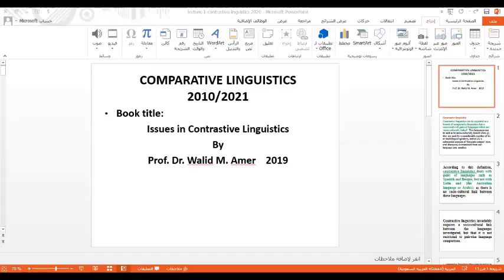Week 17 will be restricted to the style in English and Arabic. The style of English differs from the style of Arabic. So once you translate, don't do word-to-word translation or sentence-to-sentence translation. It's wrong.